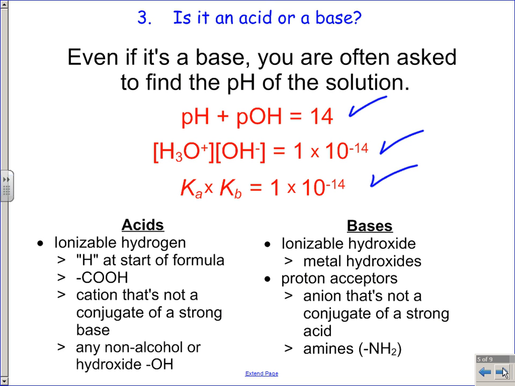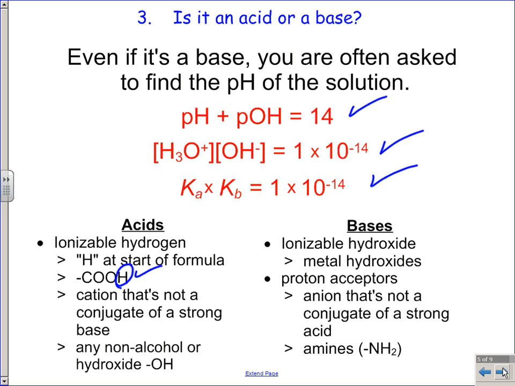Another one to watch out for is the organic acid functional group, the carboxyl group. Watch out for that because there is an ionizable hydrogen on there. This is not hydroxide, so be aware of that. We're not looking at hydroxide here. Also, in our salt problems, cations that aren't conjugates of a strong base will function as acids.